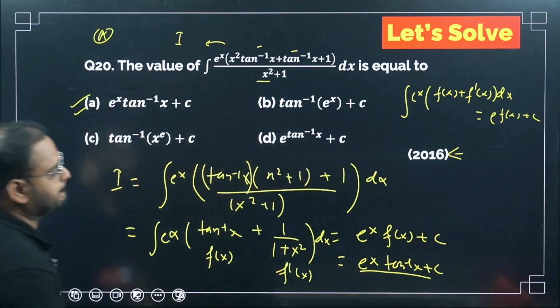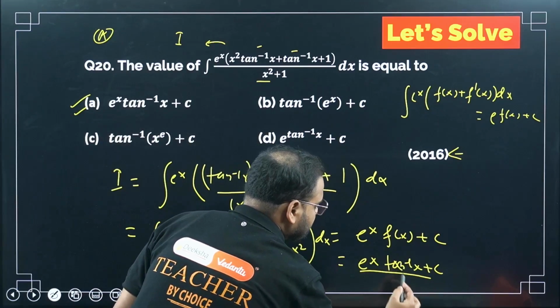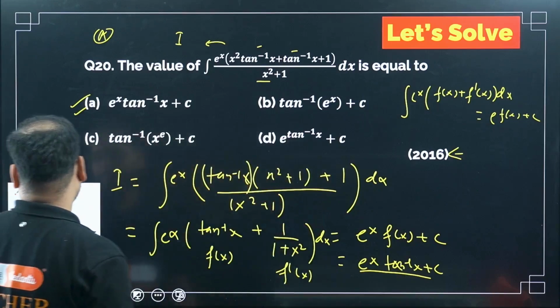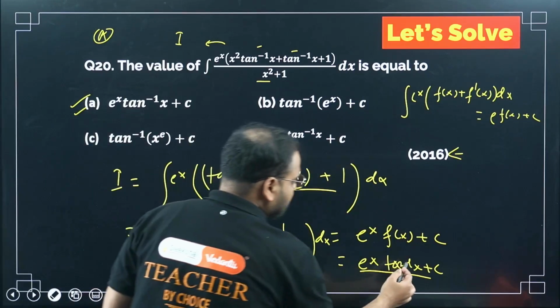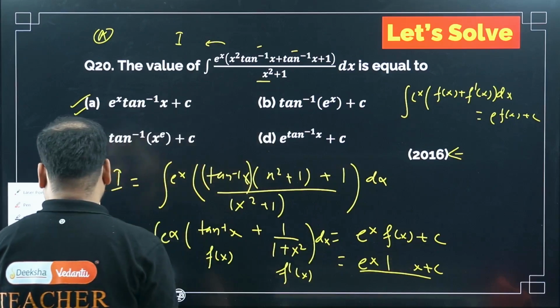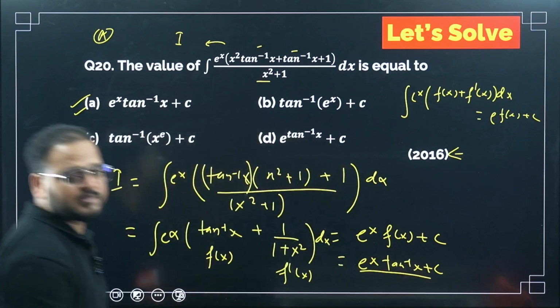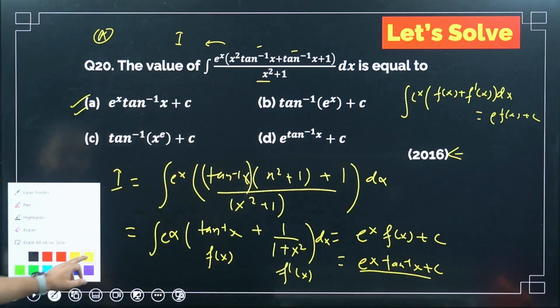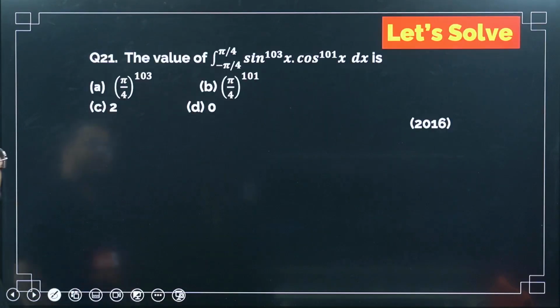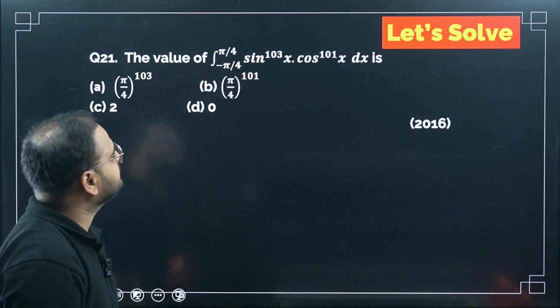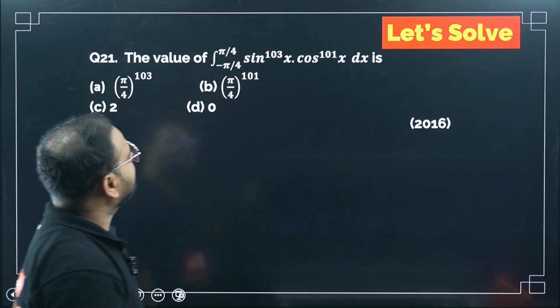Okay. Tan inverse of x. Doesn't look like tan inverse, so let me just rewrite it. Tan inverse of x. Okay, moving on. Question number 21. What is it, sir?